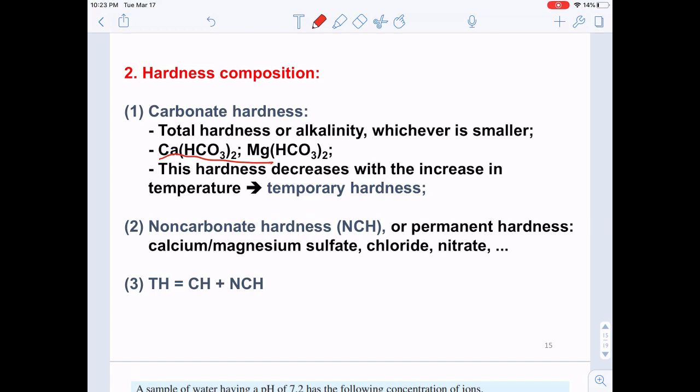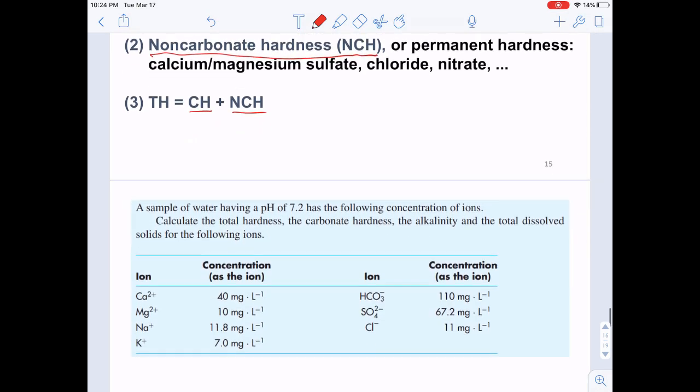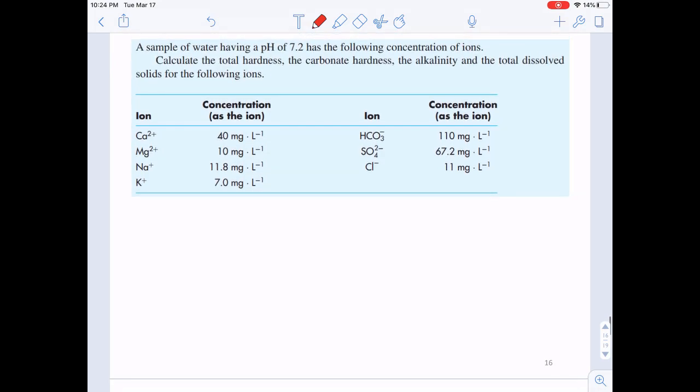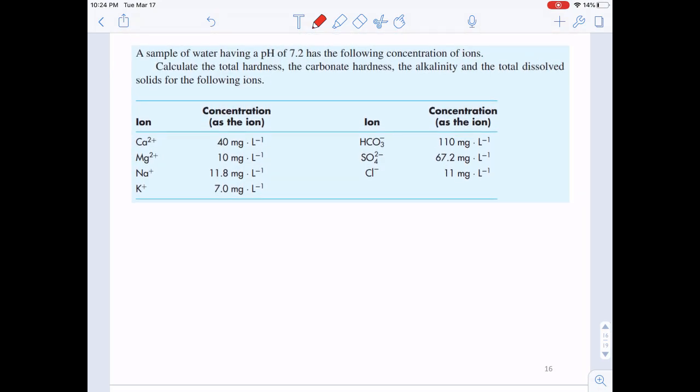We further introduced that the total hardness can be separated into carbonate hardness and non-carbonate hardness. Their relationship can be shown by the alkalinity and total hardness. I gave a very simple example in the class using those bar graphs. Here I won't go through the detailed calculation. This is an example problem in your textbook, so you can probably go through this problem again.